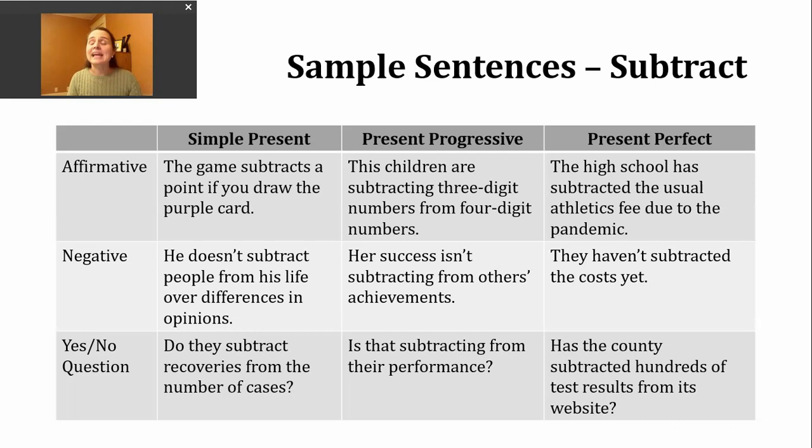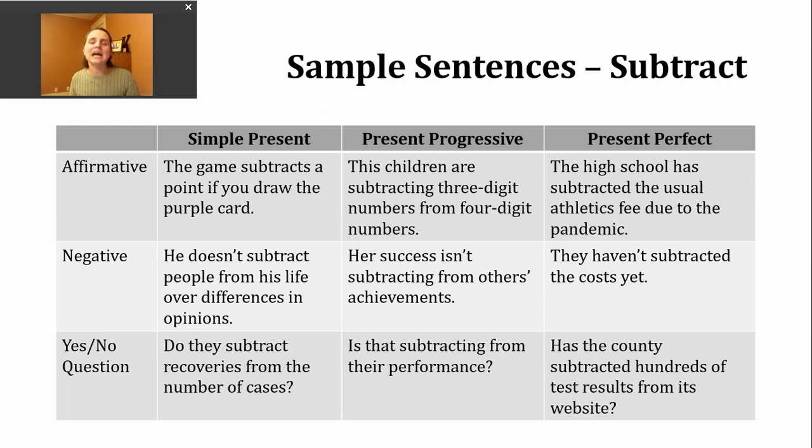If I want to make a negative present perfect sentence, I'm going to insert not after have or has. Let's look at the example. They haven't subtracted the costs yet. So here, an action that hasn't been done but is expected to be.